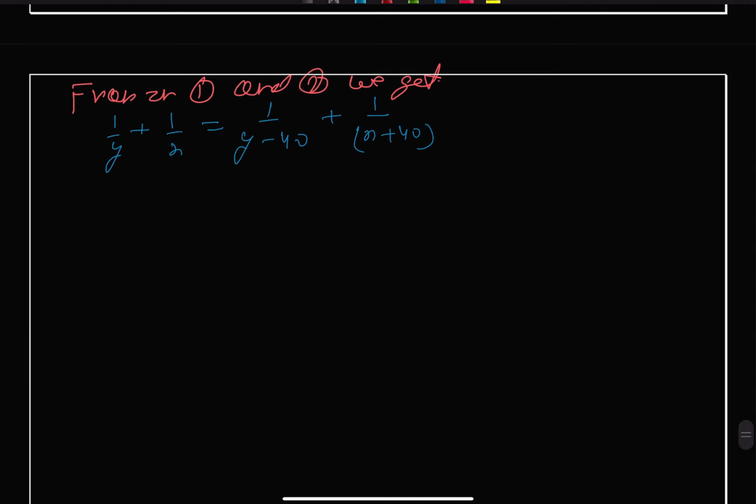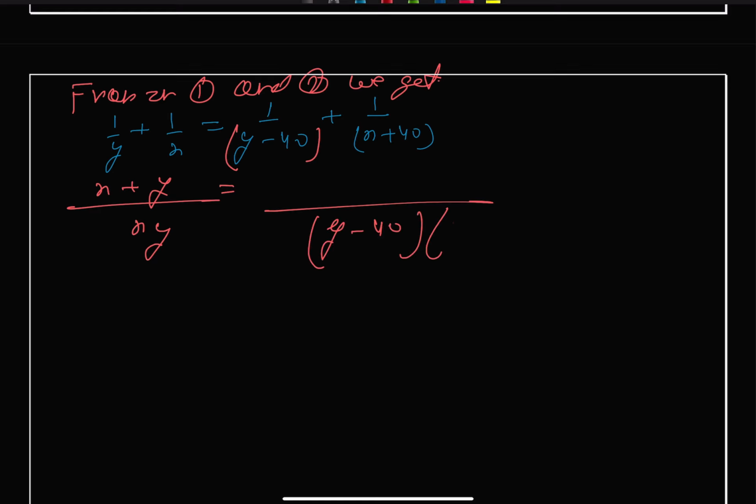Now we can just easily sort it out, and we can take the LCM. We get this as xy, and this is our x plus y is equal to, and here we have our y minus 40 and x plus 40. So this gives us x plus 40 and plus y minus 40. I hope the calculation is correct.